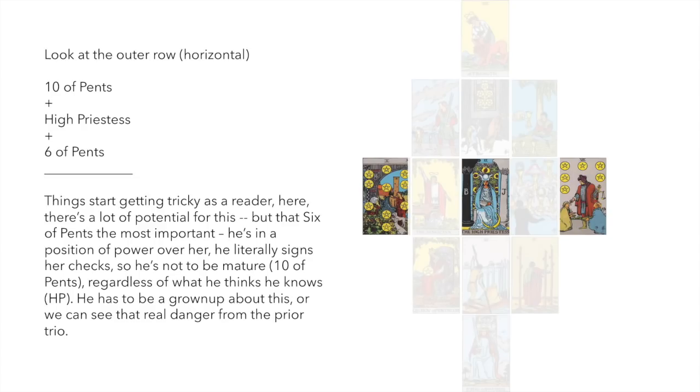So then I read the Ten of Pentacles as maturity, rather than family. So, he's in a position of power. Regardless of what he thinks he knows, the High Priestess, he has to be grown up about this. And we saw the danger about why. So he's got to be really, really smart about how he handles this.